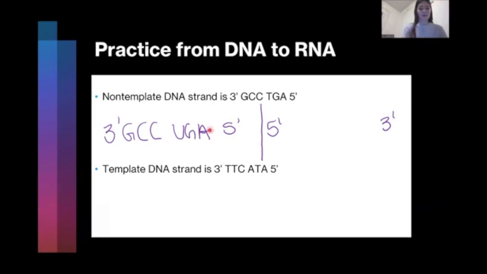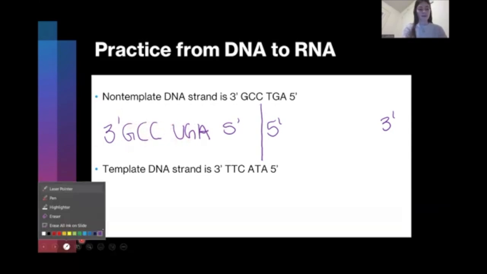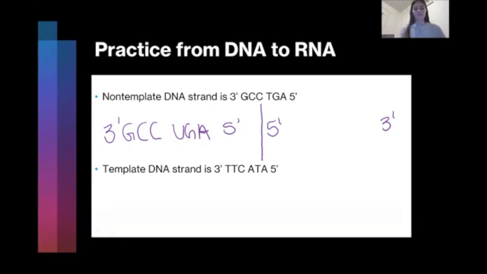So 5' A, G, U, C, G, 3'. And I'm just going to write that down. So 5' A, G, U, C, G.